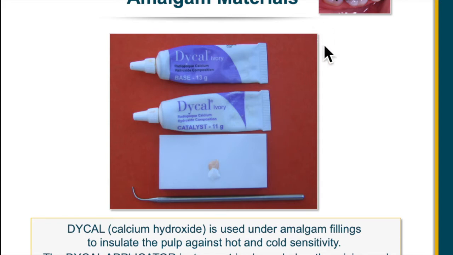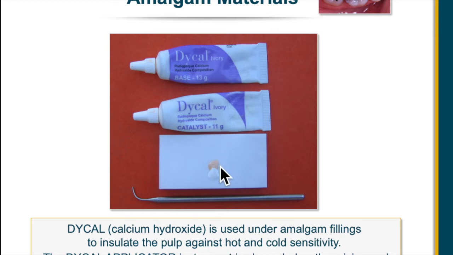So sometimes amalgam fillings can cause a lot of hot and cold sensitivity because they're metal and it conducts heat and cold very well. So a lot of times dentists will put an insulator underneath the filling. They'll put it down first before they put the filling in. And one popular one is Dycal. This is a brand name.